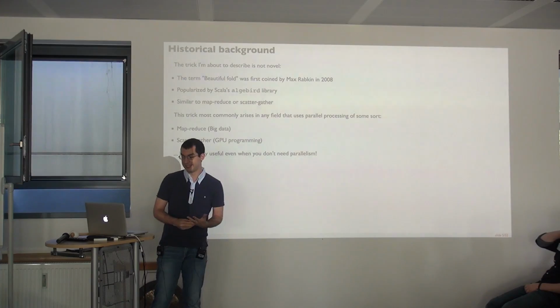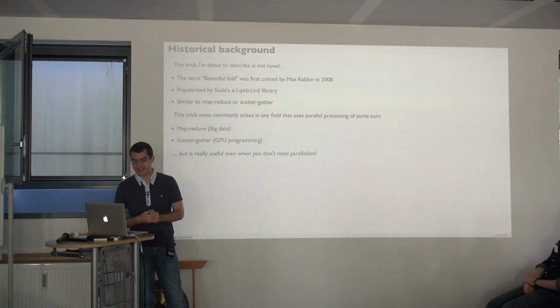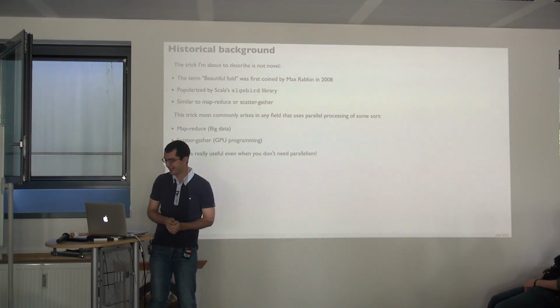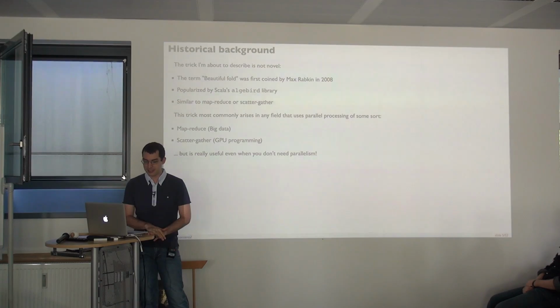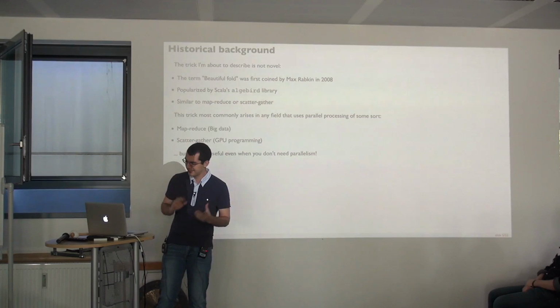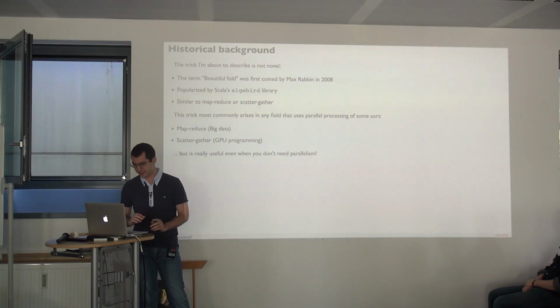The trick I'm describing is not something I came up with. It's not novel. In fact, the actual term for this talk was coined by somebody else, Max Rabkin, back in 2008, although I'm pretty sure this abstraction precedes even that. I didn't do any archaeology further back than that. In industry, probably the most widespread use of this abstraction is in Scala's algebra library, which is what Twitter uses for big data processing. It's kind of similar in principle to MapReduce programming if you squint a little bit. The analogy is not exact, but it's close. But the key thing I want to drive home in this talk is that this is a useful abstraction even if you don't do parallel or big data processing.